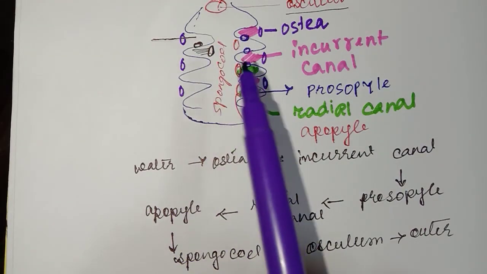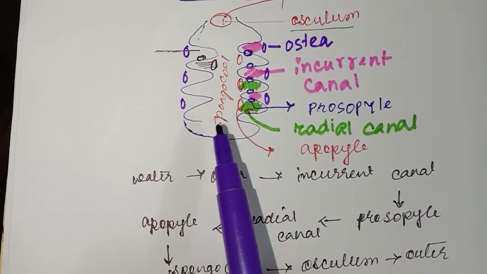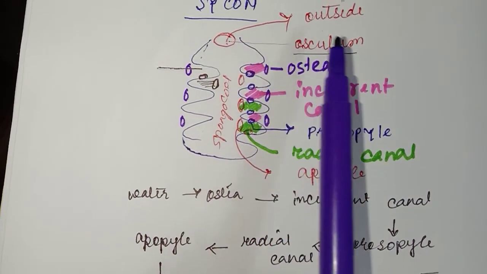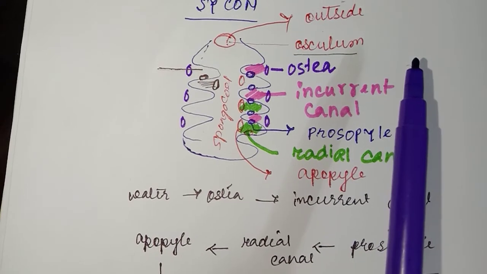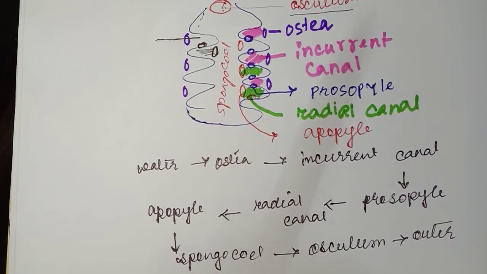Now that cavity is the spongocoel. Now with the help of this osculum, the water will be removed outside. So this is the Sycon type of canal system.